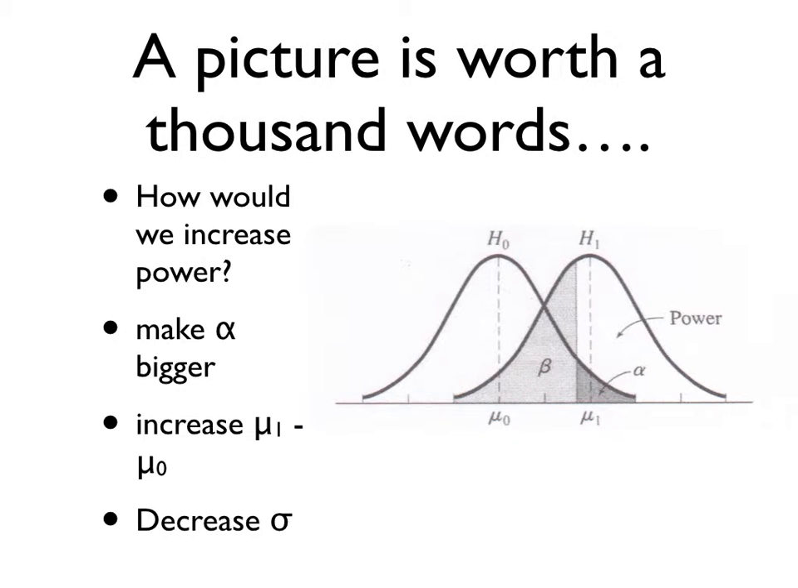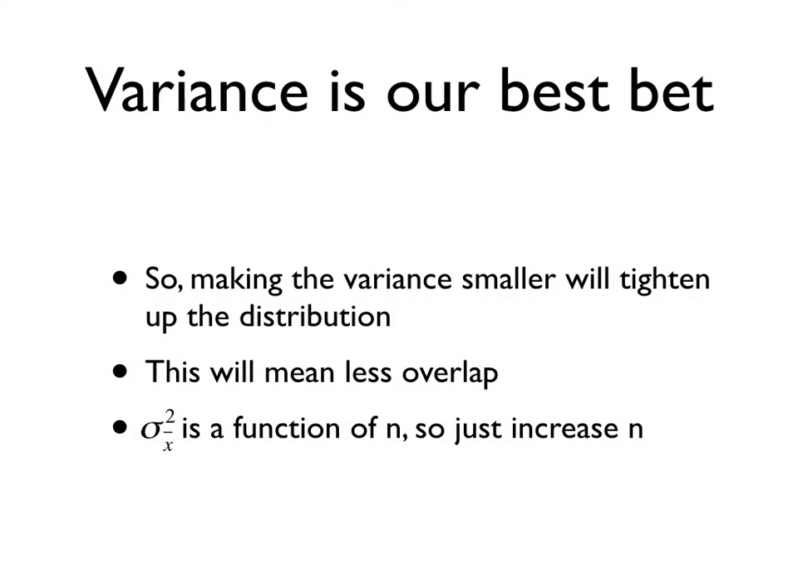Do you see that? If we tighten these two things up, they don't overlap at all. We would imagine the power. So we can probably do something with variance. We want to make the variances tighter, and remember, we're doing sampling distributions. Why do you think I mentioned the central limit theorem last week? We're doing sampling distributions, and there is something we have control over.